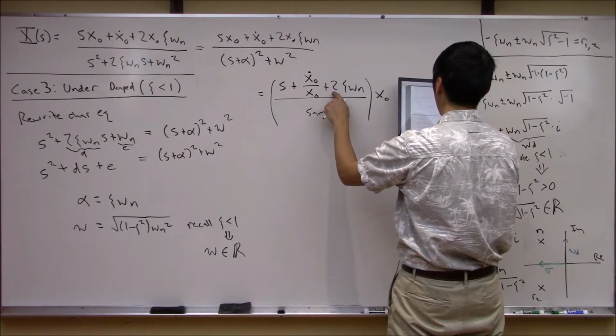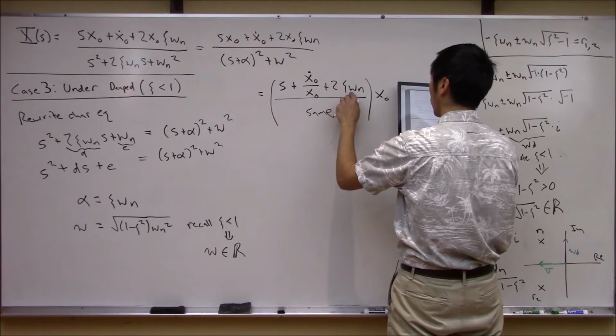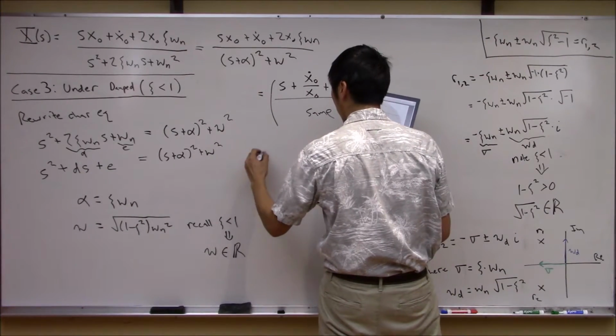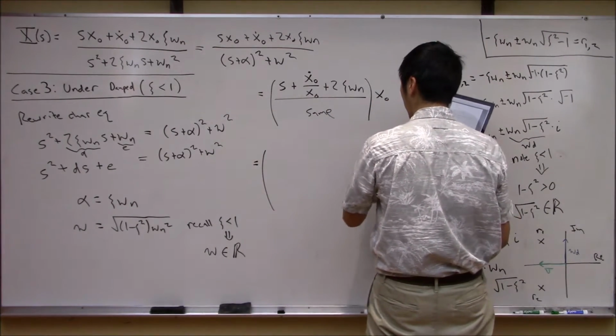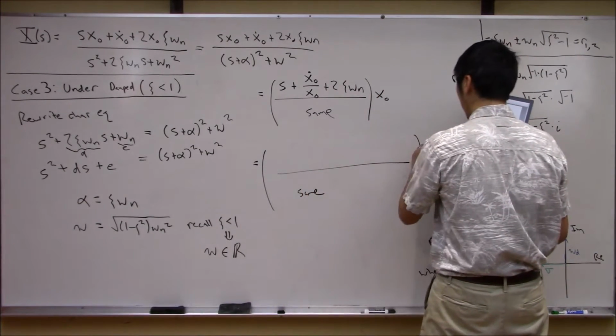Now, at this point, what we could do is add and subtract the term x dot 0 over x0 plus zeta omega n. We can add that and subtract it from the top. So in other words, let's do this. I'll do one more step. We got this whole junk all over same, and x0 hanging out here.